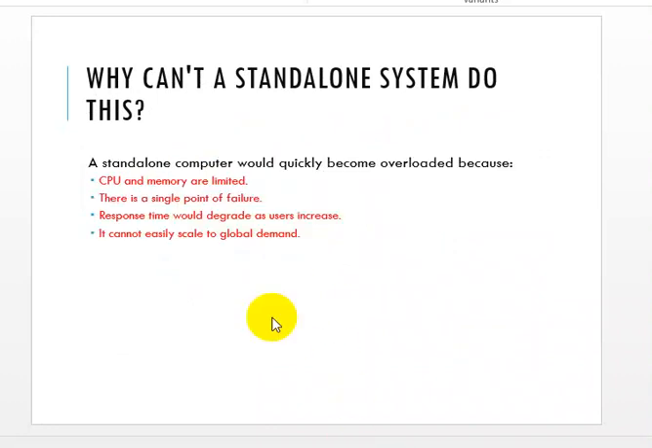You should know why standalone computers fail. Their CPU and memory are limited, their response time is very large, and they cannot easily handle global demand. For example, consider one single person handling multiple tasks at a time. He may skip one or another important task. This creates pressure on that resource, and he may fail to complete every task allocated to him.